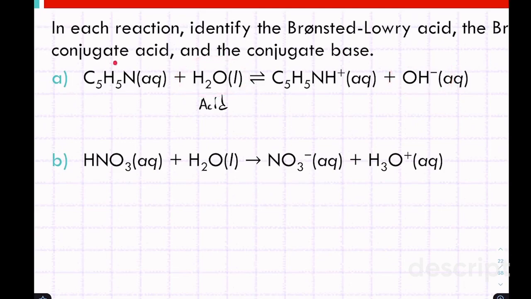And then I think that's pyridine, right? The C5H5N gains one proton. So it's accepting a proton, which makes it a base. And now what's going to be the conjugate acid? Yeah, the C5H5NH plus. So this is the conjugate acid. And then there's only one option left. It's the conjugate base.